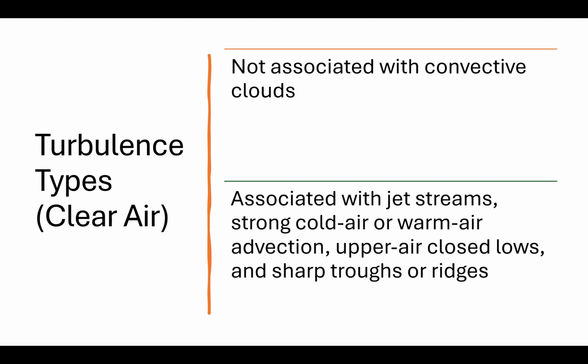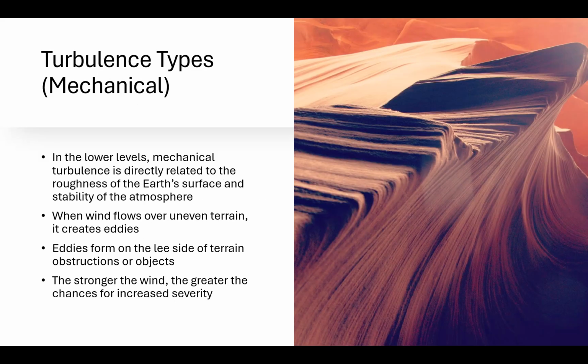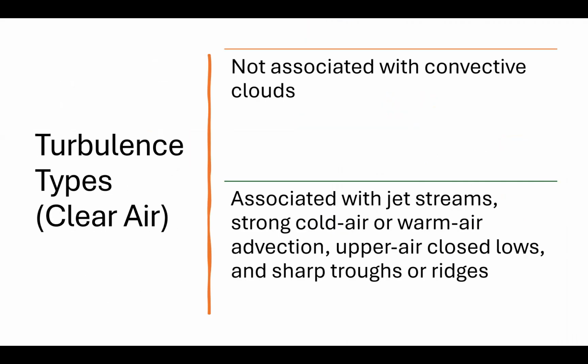All right, now let's talk about turbulence type. We talked about mechanical turbulence, we talked about thermal, and now we're going to talk about clear air. This one is a very dangerous form of turbulence. Have you ever heard of the acronym CAT? C-A-T. CAT literally stands for clear air turbulence. It's not associated with any convective clouds, and that's really the problem with it.